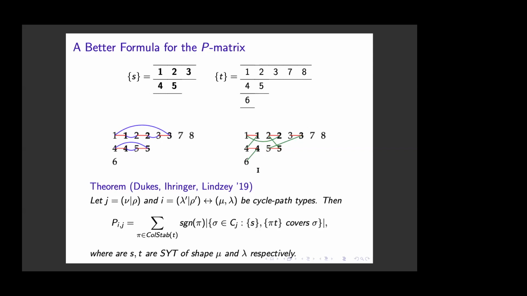So what you can do with this formula, we don't talk about it very much in the paper, but you can actually start to say concrete things about the eigenvalues of certain matrices in these association schemes. And for special values of J and I, you can actually get closed formulas, but certainly not for all I and J.